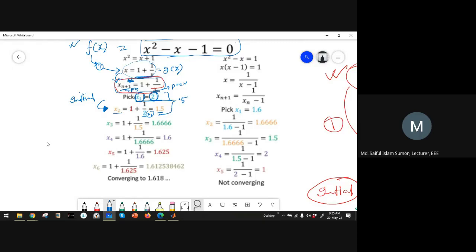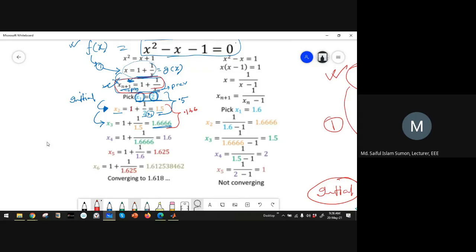Okay, so if I want a more precise result, I need to go for another iteration. Now I want to find x3. So x3 is equal to 1 plus 1 by x2 as per this equation. If I put in all those values, I can see the result is something like this. You can see the difference between x2 and x3 is almost 0.166.